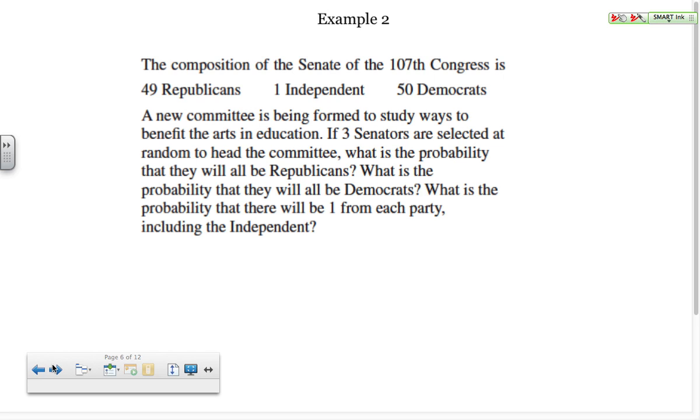the arts and education. If 3 senators are selected at random to head the committee, what is the probability that they will all be Republicans? What is the probability that they will all be Democrats? And what is the probability that there will be 1 from each party? So it's fairly easy to actually do the first 2.